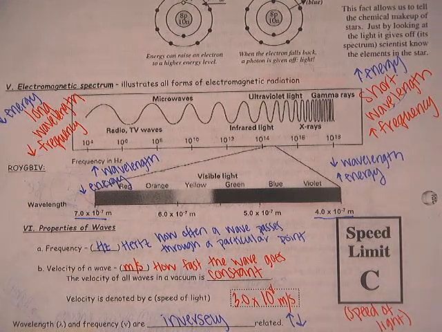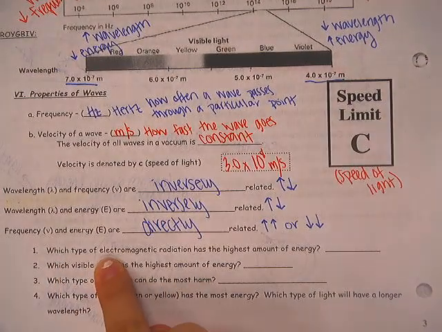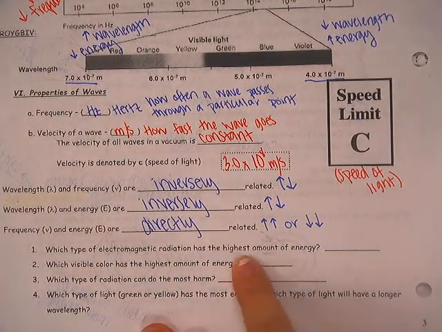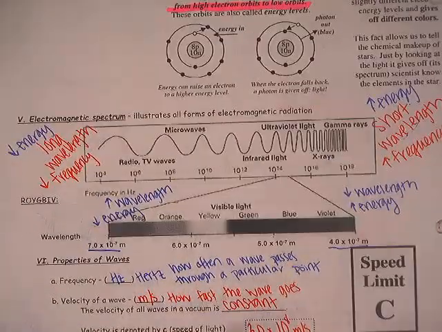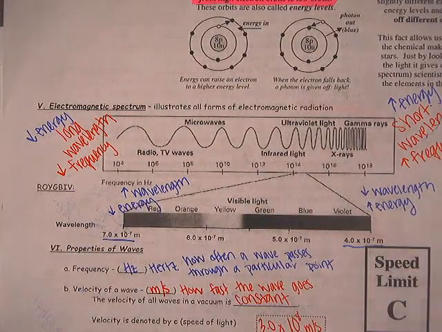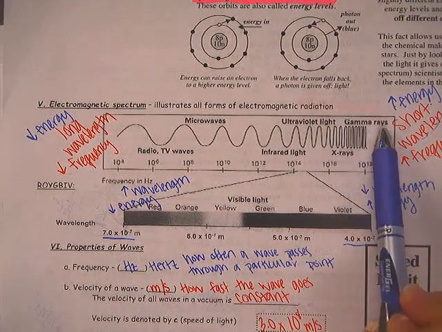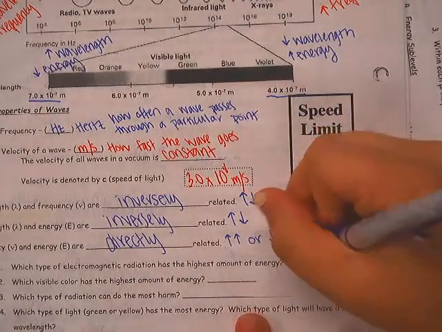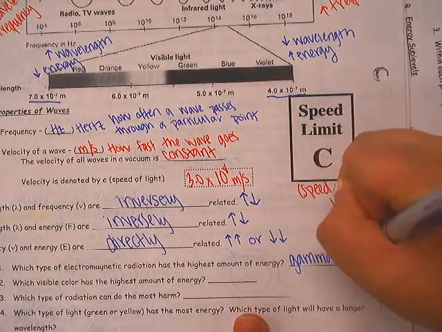All right, so with all of that in mind, let's answer the questions on the bottom. So this part says, which type of electromagnetic radiation has the highest amount of energy? So if we're looking for high energy, are we on the left-hand side or the right-hand side of the spectrum? The right-hand side, so the type of radiation on the farthest right, I would say, would be gamma rays. So we'll put gamma rays over here.